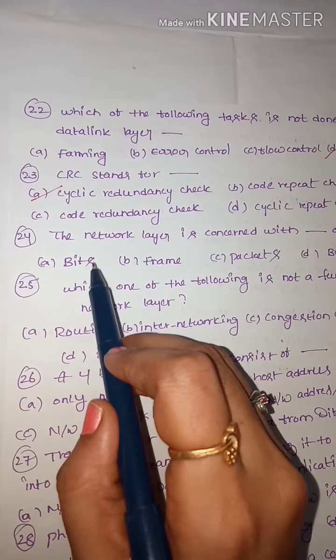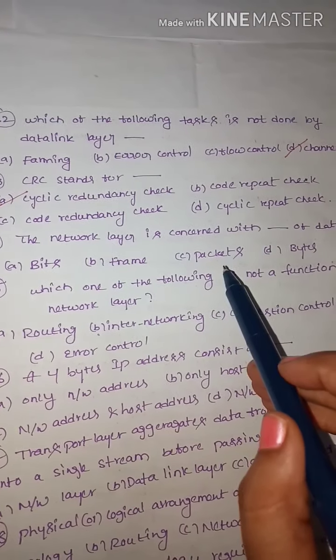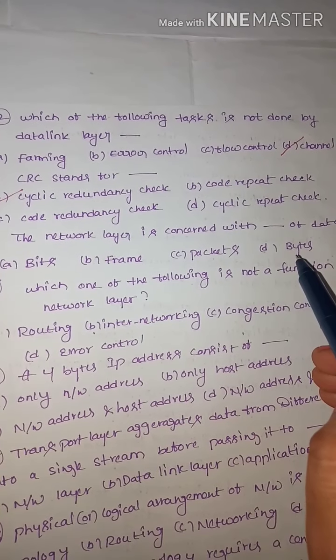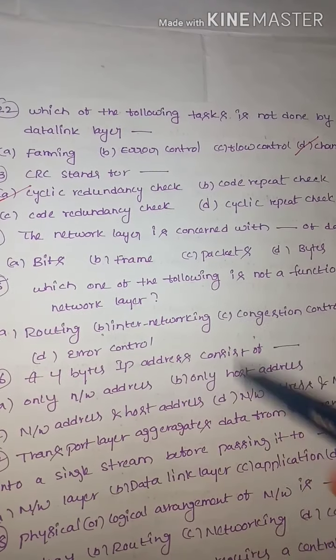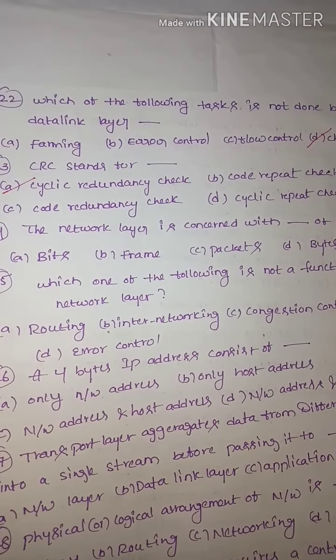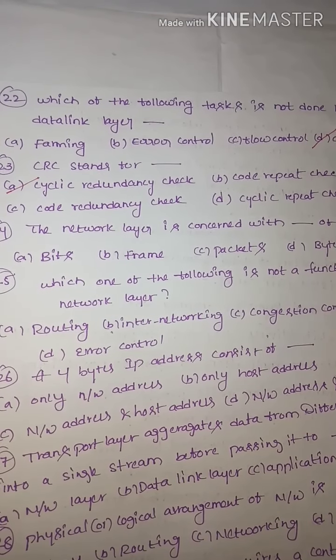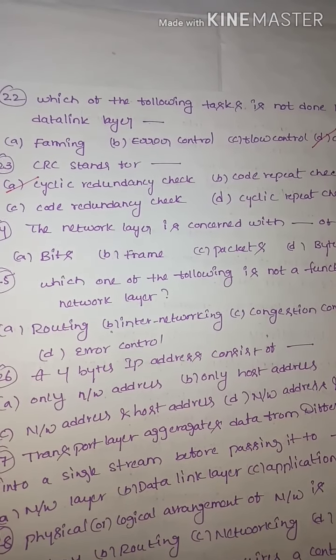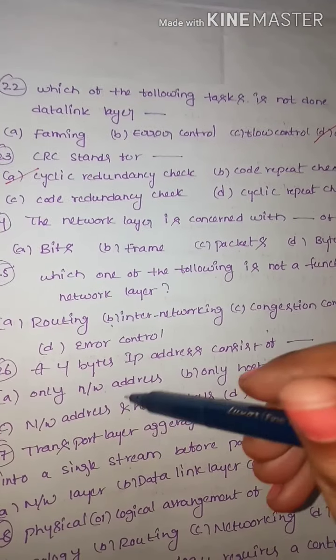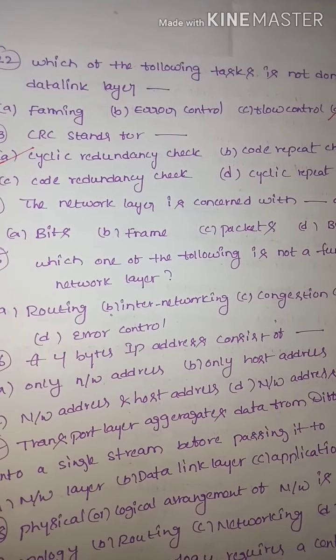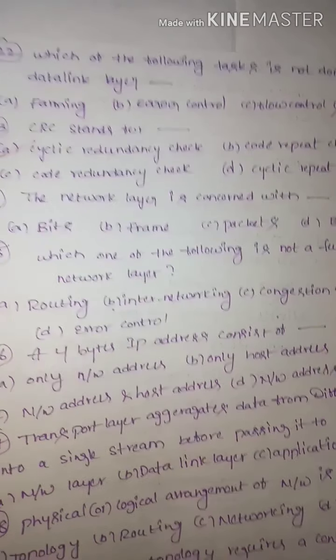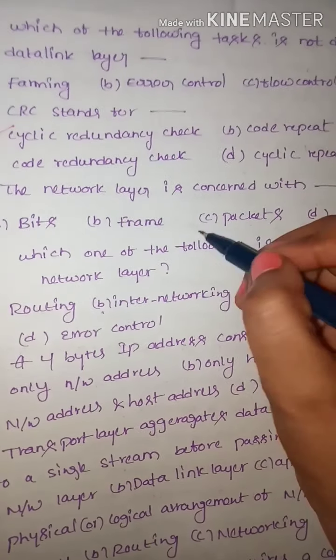Next one, the network layer is concerned with the dash of data. Option A bits, option B frames, option C packets, option D bytes. In computer networks, the data from the application layer is sent to the transport layer and it is converted to segments. These segments are passed from the transport layer to the network layer and are known as packets. So the correct answer is packets.